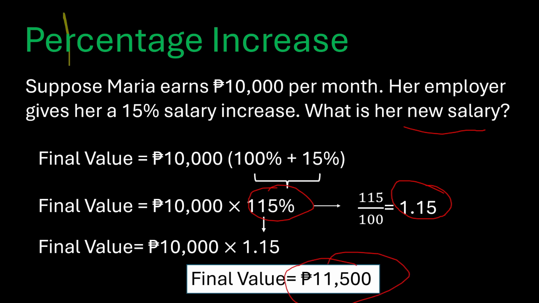Let's interpret our answer. Maria originally earned 10,000 pesos. After receiving a 15% increase, her salary became 11,500 pesos. Since the amount became larger, this is a percentage increase.